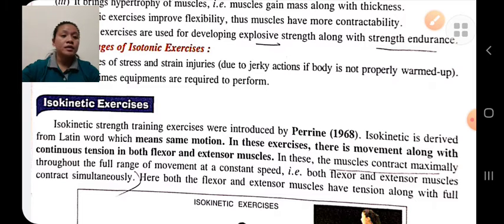That is, there is continuous tension in both flexion and extension muscles simultaneously. In isokinetic exercise, there is the same tension. There is movement, and continuous tension in both flexor and extension muscles. For example, cycling, swimming, etc.